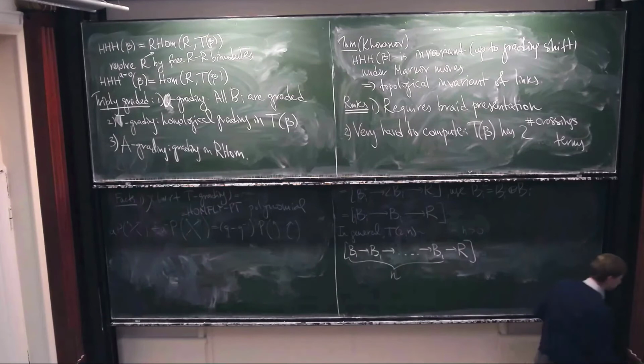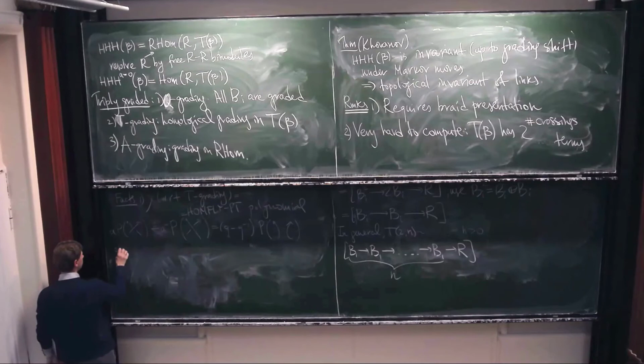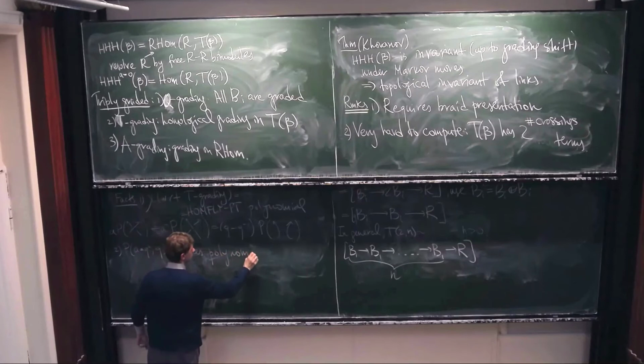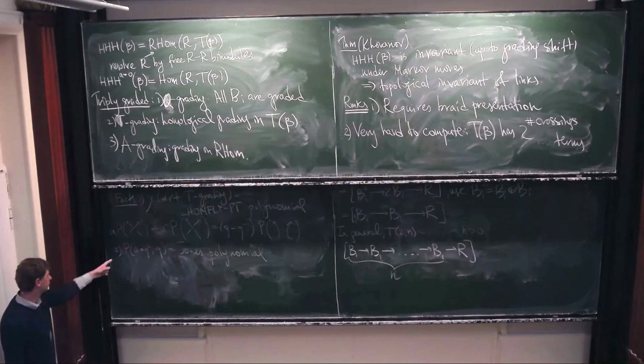And then the second remark is that this depends on A and Q. And we know that, for example, Khovanov homology is the A equals Q squared substitution of the HOMFLY polynomial, which is the Jones polynomial. And you can ask, can we do this A equals Q squared substitution for homology? And the answer is yes, but it's much more complicated.